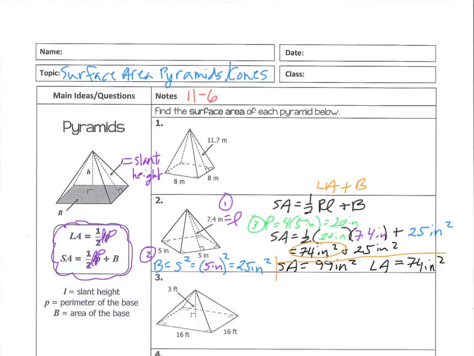So these are the two answers I'm looking for. The only thing that's different from what we just did in 11-5 is we're just using a different formula, right? Other than that, everything else is the same.